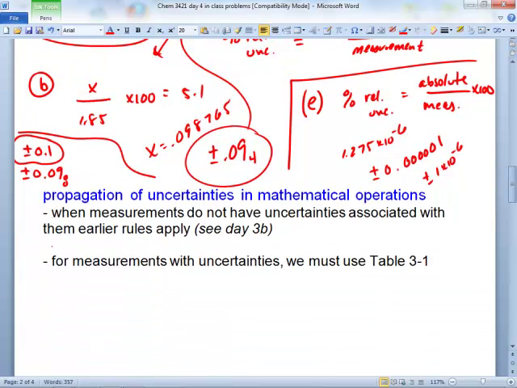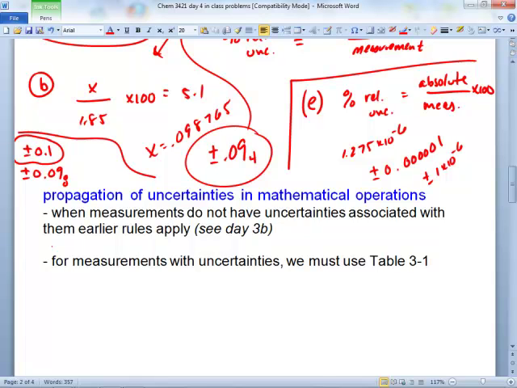Okay. Propagation of uncertainties in mathematical operations. So we just took a quiz where we took numbers divided by numbers plus other numbers. Well, now we're just going to have numbers divided by other numbers plus numbers, but they're all going to have plus or minuses. And how do you handle that? Okay. So in the first case, when the measurements do not have the tolerances, when they don't have the little plus or minuses by them, well, then you just handle it the way we just did.